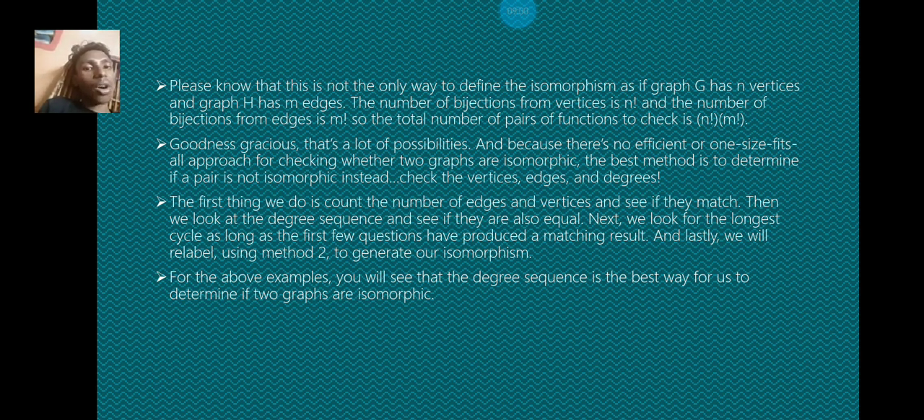Then we look at the degree sequence and see if they are also equal. Next we look at the longest cycle. And lastly we relabel using method 2, a generative isomorphism. For the above example, you will see the degree sequence is the best way to determine whether the two graphs are isomorphic.